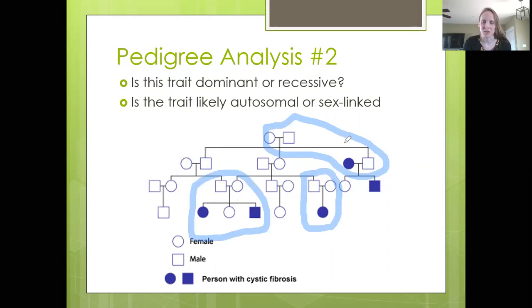Okay, actually this top one doesn't work because they just married someone with the trait. So sorry, ignore that one. But either of these bottom two work because the parents are both totally normal, and yet some of their children are having the trait. That's what we mean by skipping generations. Essentially what we're talking about is parents who don't have the trait and yet their children do. Because of that, this is definitely a recessive trait. That's the big hint that you'll be looking for to tell if something's recessive.